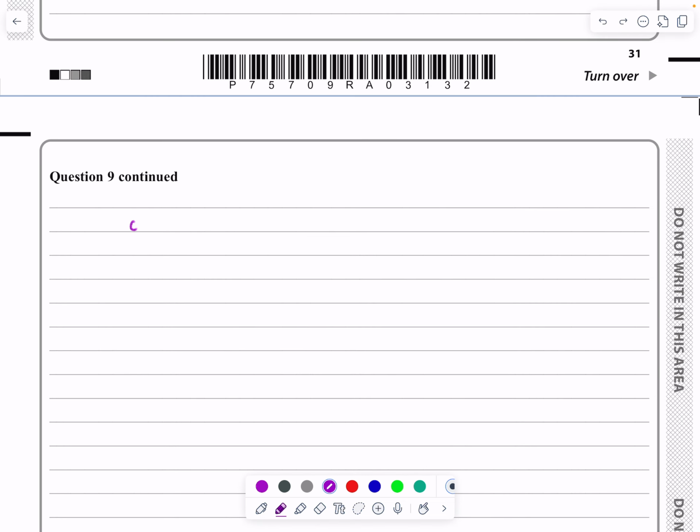So part C, the normal to the curve. If I want the normal to the curve, I need x1, y1, and m. Well, I've got x1 and y1 already. x1 is equal to 2 and y1 is equal to pi over 3. What I don't have is m, which is the gradient of the normal.